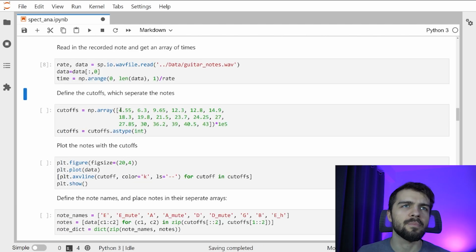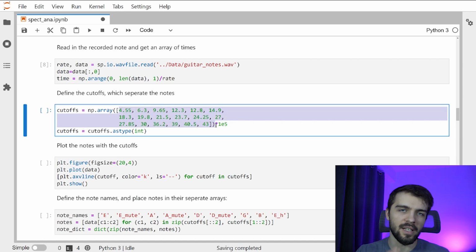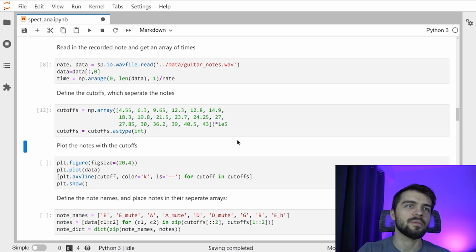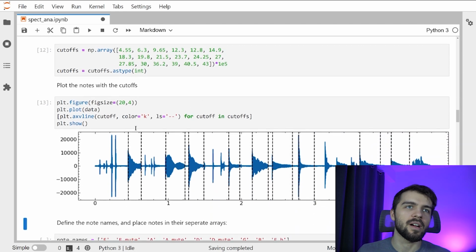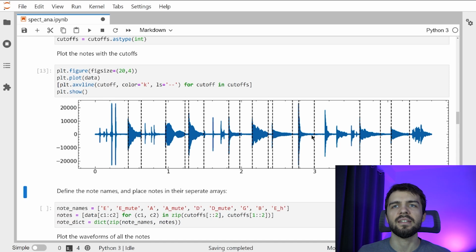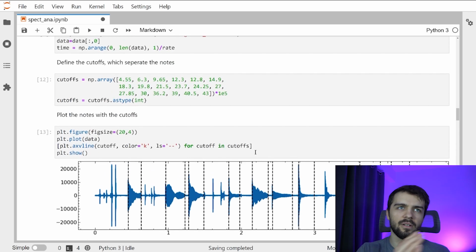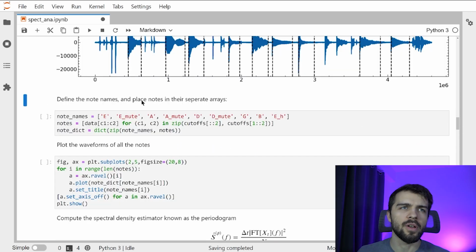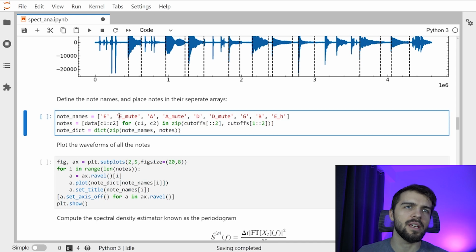And so I'm going to define some points because I recorded a bunch of notes at once. So these are little cutoffs that separate it into different notes. And that's what I do here. I make these black lines at all the cutoff values. So this is low E. I play the low E, mute the low E, then A, mute the low A, D, G, and then B and E. So all the notes on the guitar. So here I defined note names. I have a low E, a muted low E.